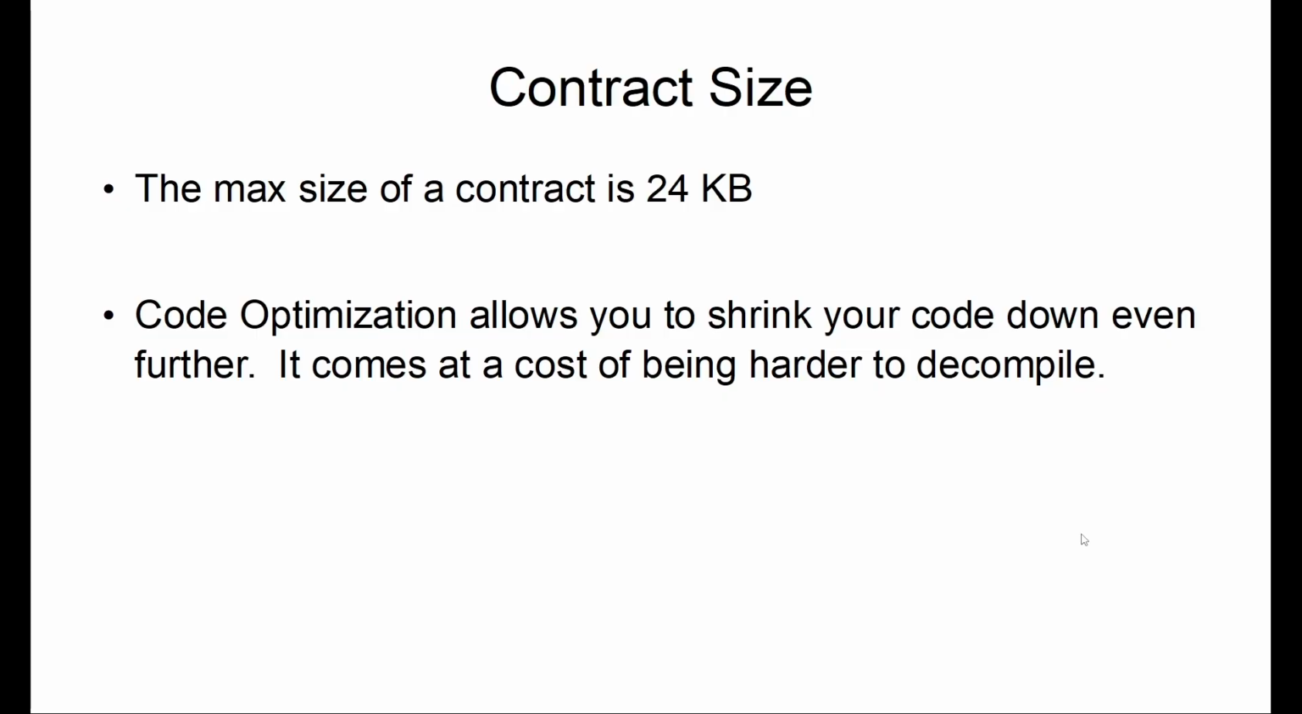Next up, we have contract size. The maximum size of a contract in Solidity is 24 kilobytes. Now, if you're writing a big contract, and your code is over 24 kilobytes, let's say it's like 30, you can use code optimization to shrink down your contract even further, but it comes at a cost that it's harder to decompile. So it's optimizing your contract, but if you ever have to use a decompiler to look at it and see your contract for some reason, it's making it harder to do that. But it is available.